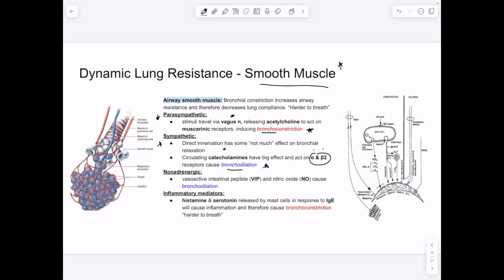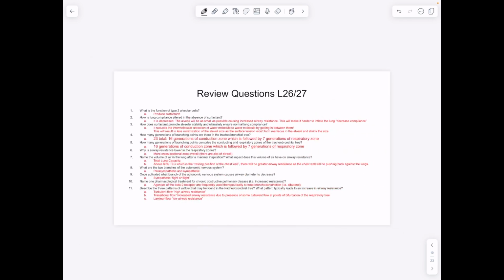Parasympathetic nervous system, vagus nerve, acetylcholine on muscarinic receptors, and then non-adrenergic receptors: we have vasoactive intestinal peptide, VIP, and then our friend nitric oxide will cause bronchodilation. And then inflammatory mediators, histamine and serotonin, released by mast cells in response to antibodies, will cause inflammation and bronchoconstriction overall.